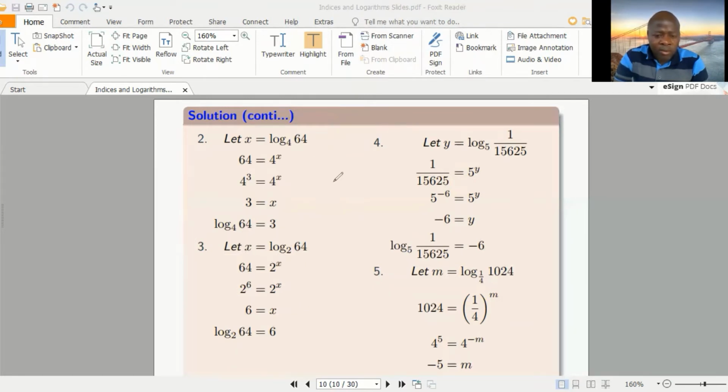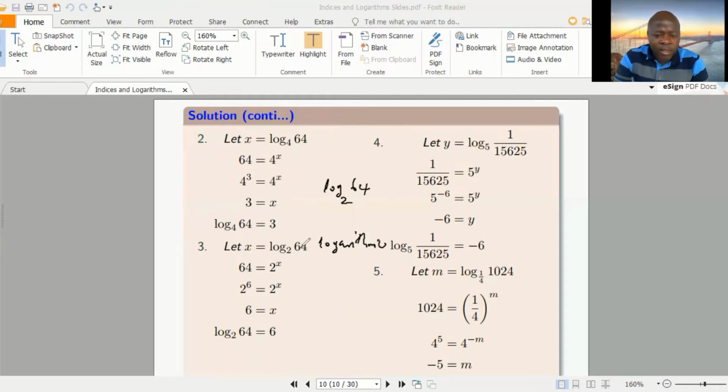And the other one was that we were to find the log of 64 to base 2. So let it be x. Let x be that. It is in logarithmic form. Now write it in index form.